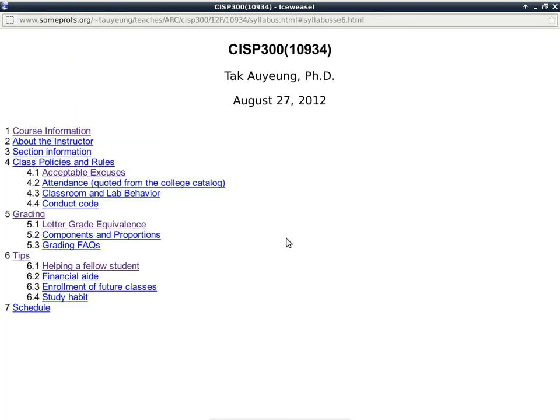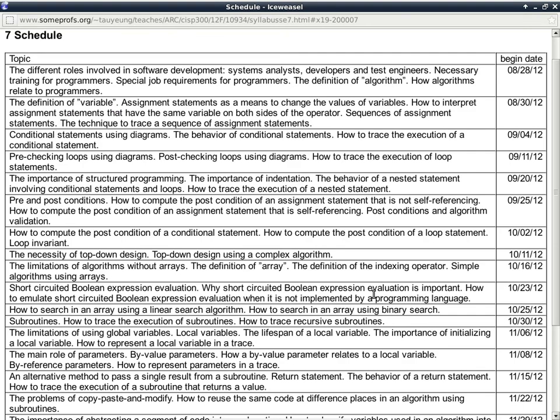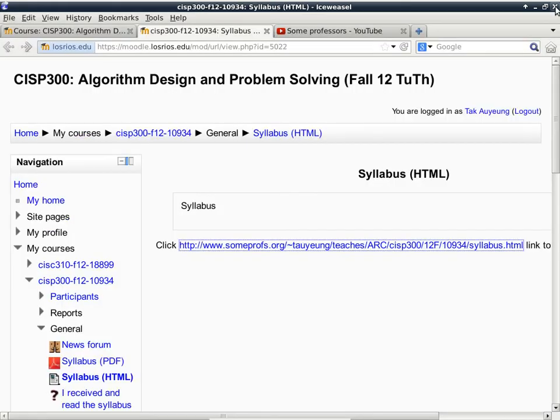I think that's about it, except for the schedule, which has tentative days to cover specific topics. And this is all accessible from the website.